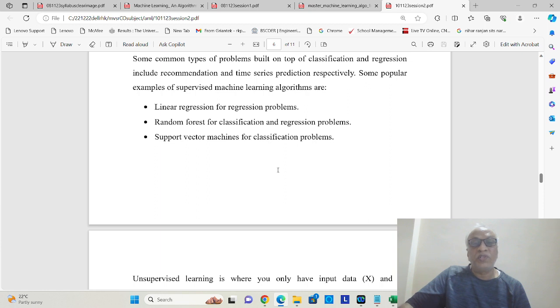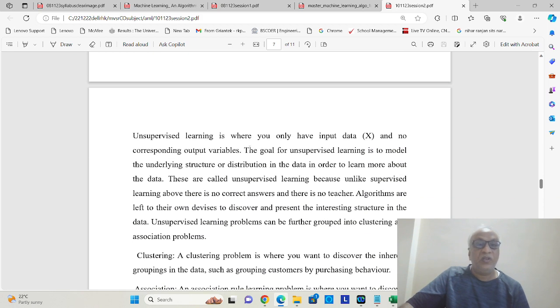A few popular supervised machine learning algorithms are linear regression, random forest, support vector machine. So that was about supervised machine learning algorithms. Coming to unsupervised learning, you have the input data, but there are no corresponding output variables. In unsupervised learning, you will be trying to learn more about the data. Why is it called unsupervised learning? Because there are no correct answers and there is no teacher.